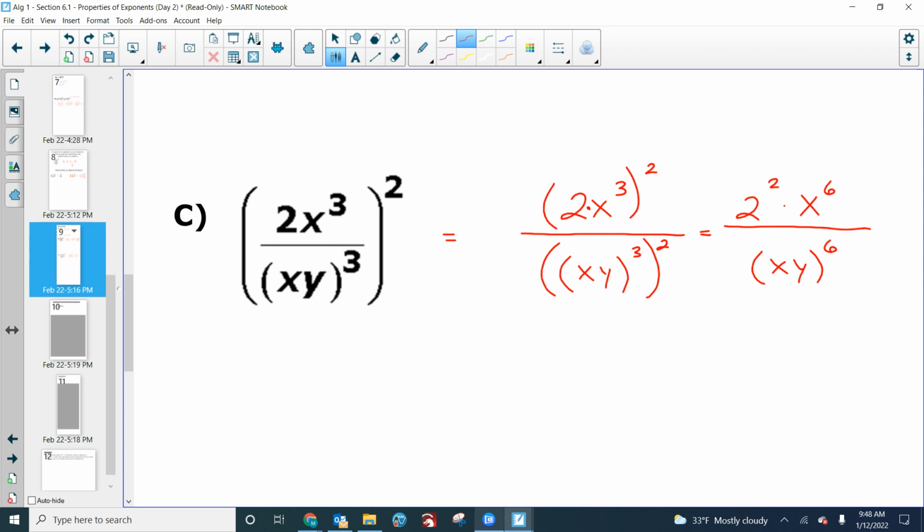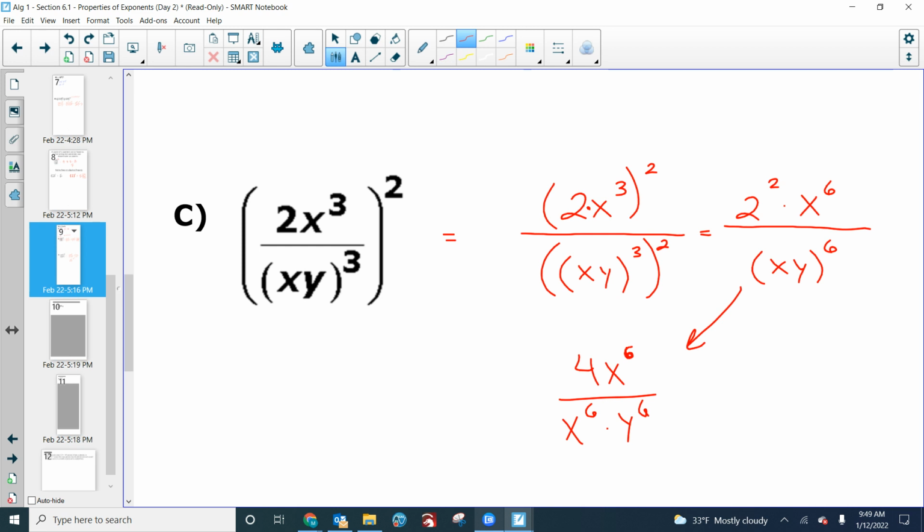How about the denominator? Do you agree we need to raise the whole denominator to that second power? You guys okay with that? Yes. What is xy to the third to the second? Remember, a power to a power we multiply. That's a 6. Let's bring it on down here. Let's do the numerator. 2 squared is 4, x to the 6th is good as it is. What's xy to the 6th? It's x to the 6th times y to the 6th.